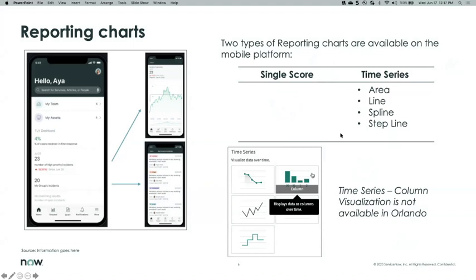So currently, there's only 4 time series charts that are available with it: area, line, spline, and step, which only leaves out one, which is the bar or the column, and it's not available in this current release. But I know that they're constantly working on development and making more accessible, so I would expect that it would be in a future release as well.